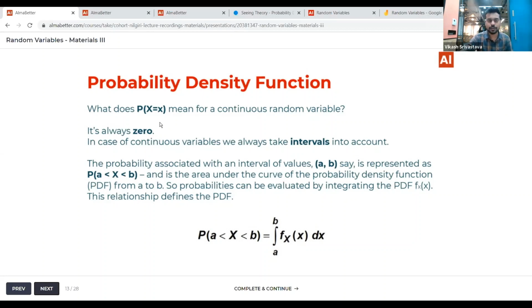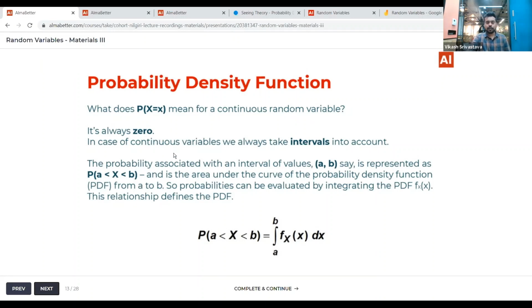In the case of continuous variables, we always take intervals into account. So the probability of capital X taking a value greater than a and less than b is defined as the area under the curve of the probability density function, PDF, from a to b. This is the small f, not the capital F, remember? This is the probability density function, PDF, and then there's another, the CDF, which is the cumulative distribution function. So do not get confused between these two.